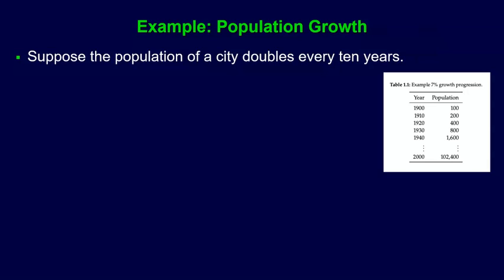The example we're going to keep going back to is from the book, and it's just the population. They're saying, suppose the population of a city doubles every 10 years. There's a couple of ways we can do this, and we're going to try to explore each one now.